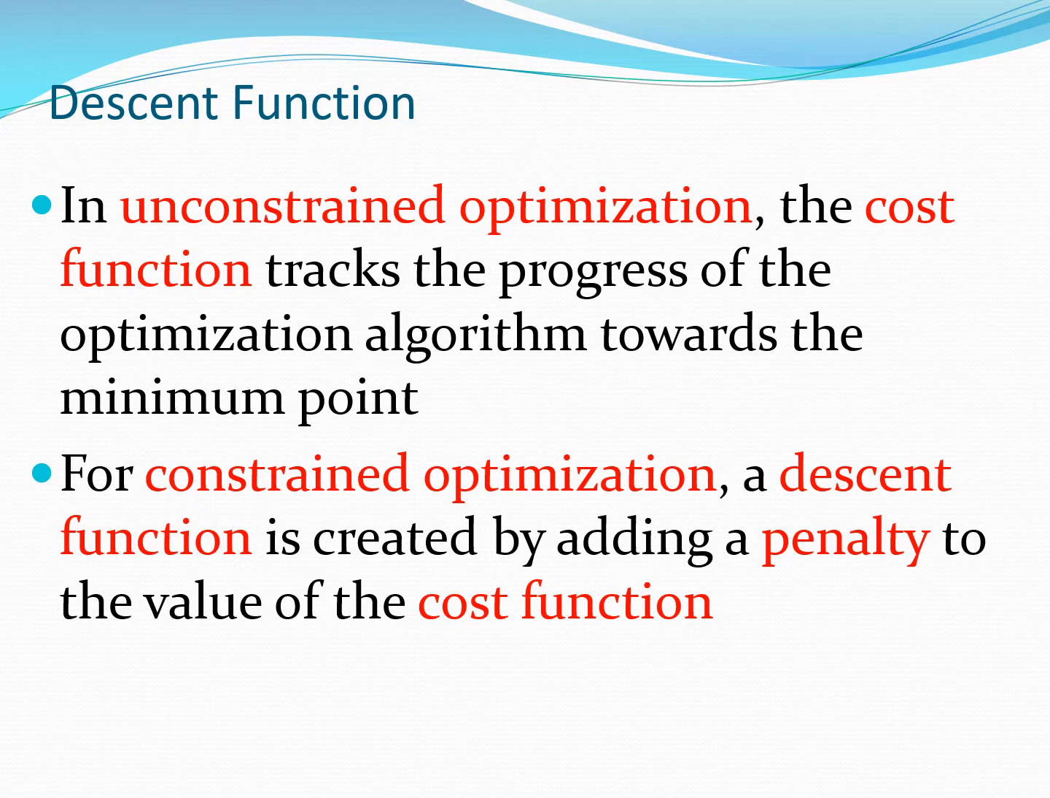And this is because your cost function may be decreasing, but you may have violated a constraint, in which case you are not doing particularly well. So therefore, what the descent function does is that it adds a penalty to the value of the cost function because of the violation of a constraint. And so this is a direct extension of the concept of penalty methods. And now that you are familiar with penalty methods, it will be quite easy to understand this concept of a descent function.